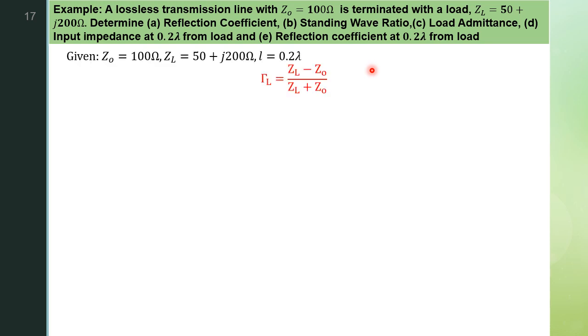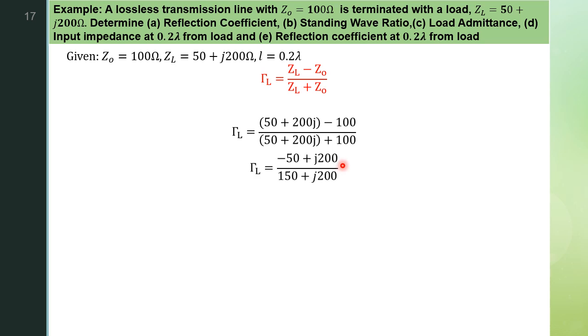With the given values, we can substitute in the expression for reflection coefficient, which is given by gamma L is equal to ZL minus Z0 by ZL plus Z0. When you substitute the value of ZL and Z0 here, it is 50 plus 200j minus 100 by 50 plus 200j plus 100. So you'll get minus 50 plus j200 divided by 150 plus j200. We'll get the value of reflection coefficient as 0.52 plus 0.64j.